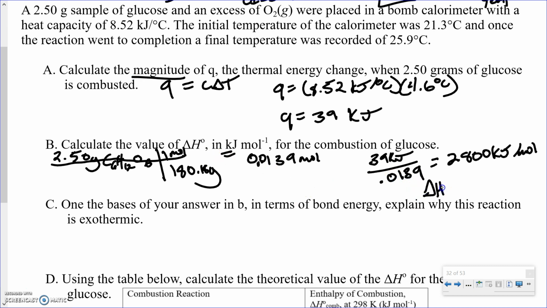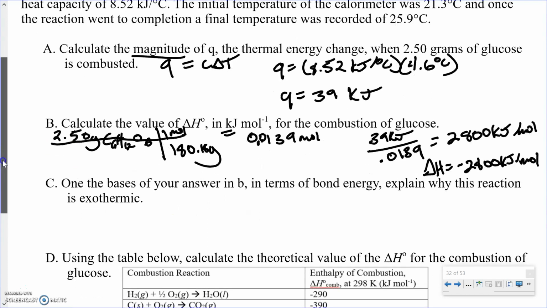So delta H for this reaction, and notice this sign right here just means standard. We're in our standard state, okay, which really doesn't mean much. Is going to be a negative 2,800. Okay, and again, the negative is because it is exothermic.